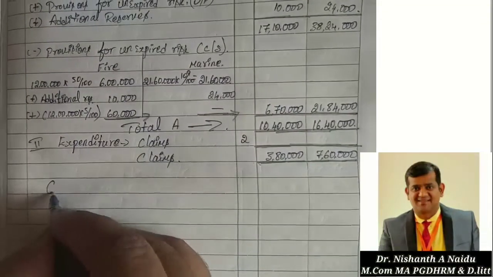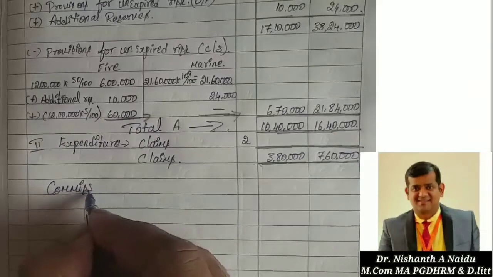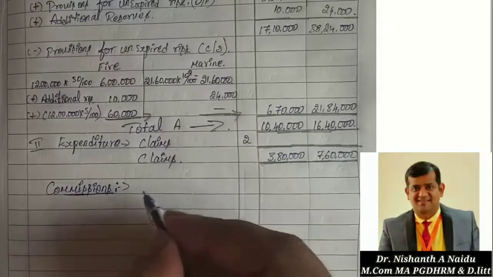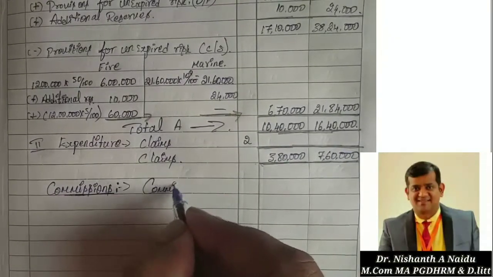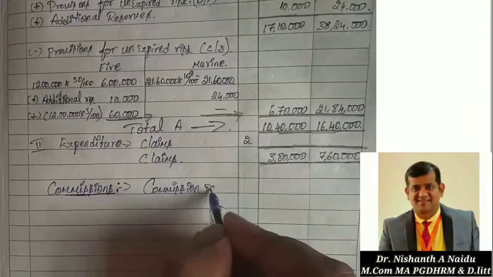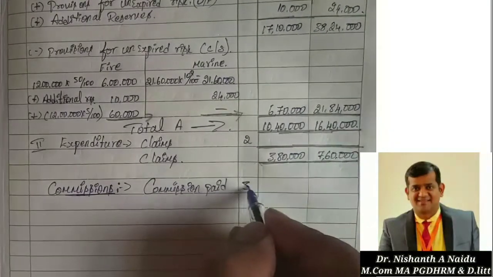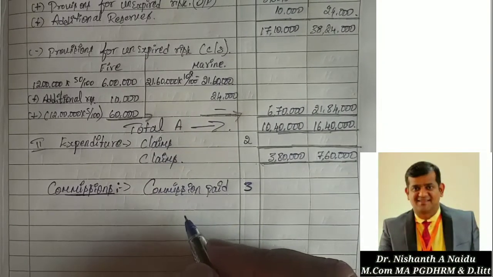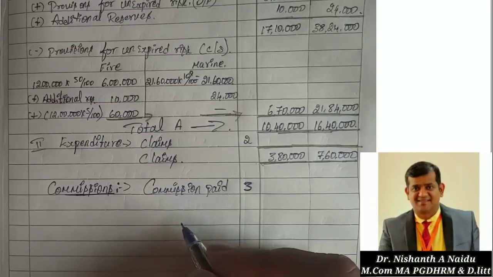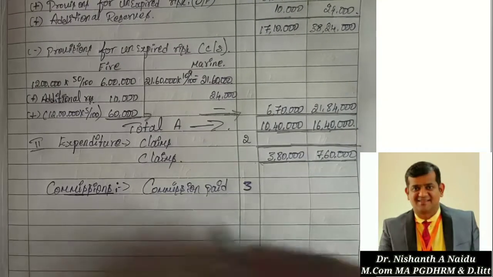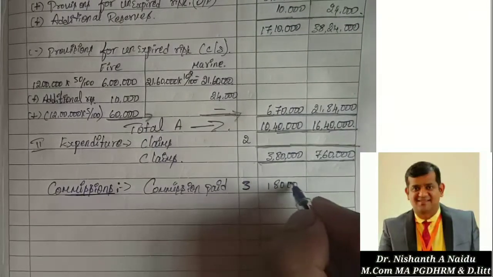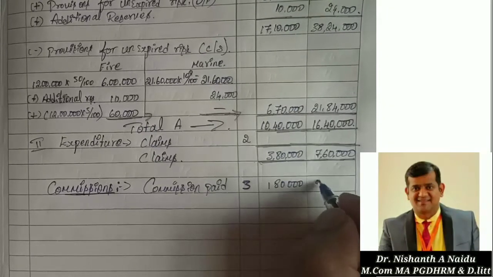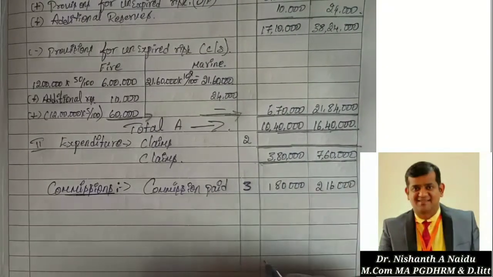So next I am going with commissions. Under that we have to calculate commission paid. How much commission paid? This comes under schedule number 3. How much do we have paid? Commission paid: fire insurance 1,80,000, marine insurance 2,16,000. Correct. So copy that. 1,80,000, 2,16,000. I am copying it directly.